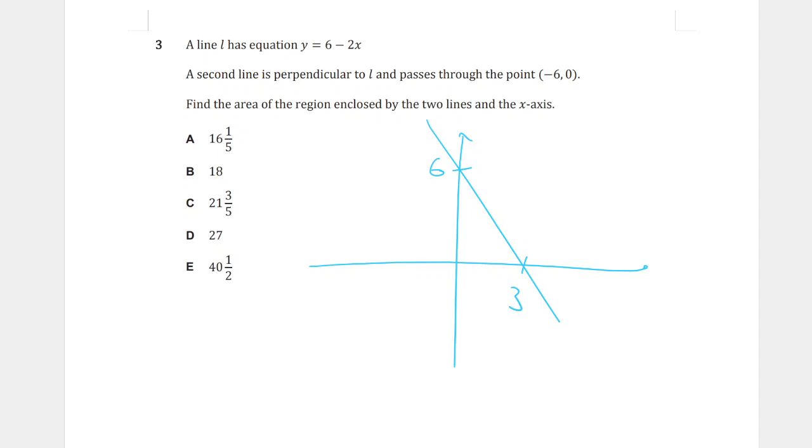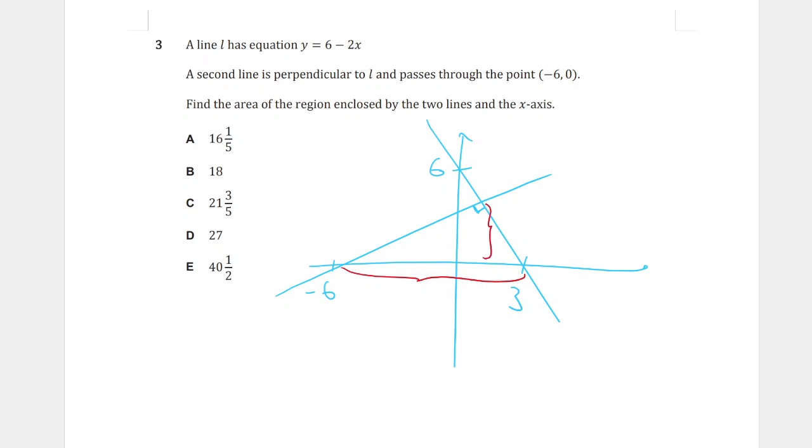Good. Okay, and then we have a perpendicular line which passes through the point minus 6, 0. So minus 6, 0 is here, and then the perpendicular is something like this. Perpendicular here. Good. Okay, so this is a right angle triangle. So what's our aim? We're going to do base times height. This is the most obvious way of tackling the area.